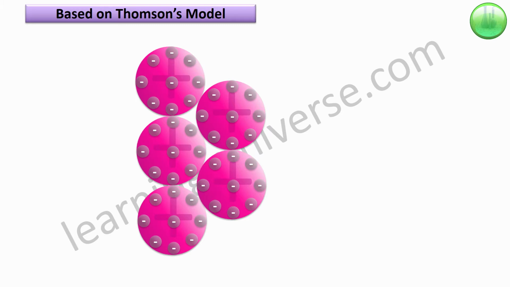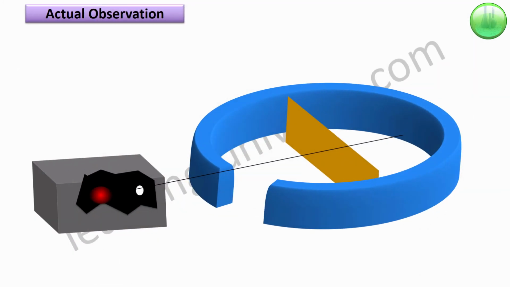Now let's understand what the actual observation was. The actual observation was like this. Most of the alpha particles simply went through straight, but there were a few which suffered deflections on either side. The deflections were equal on either side. Some deflections were greater in angle, and some deflections were even greater than 90 degrees. Look at that, more than 90 degrees.